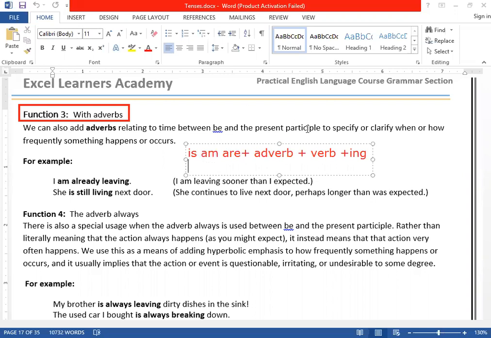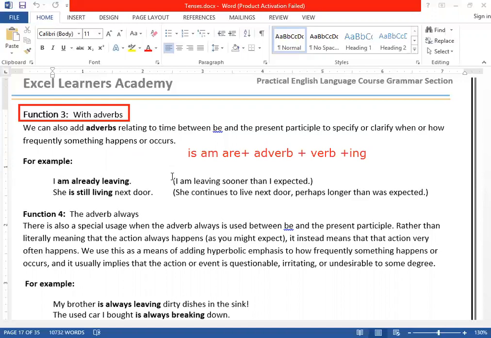Clear? If you do it like this, it specifies or clarifies when or how frequently something happens or occurs. If you want to clarify how often something happens, we can add an adverb between the to be verb and the verb plus ing, the present participle. And it tells us how frequently something happens. Here are some examples.